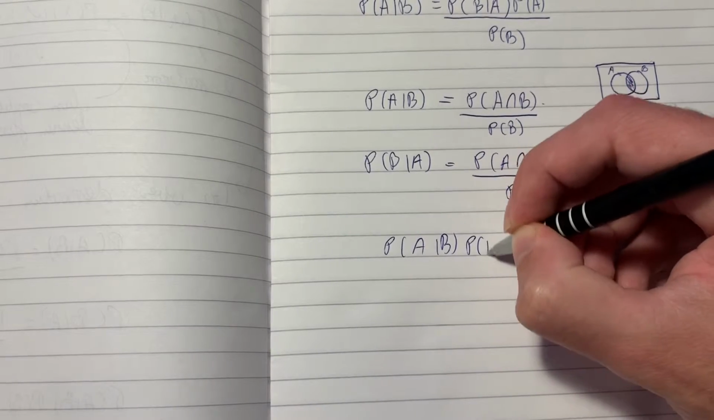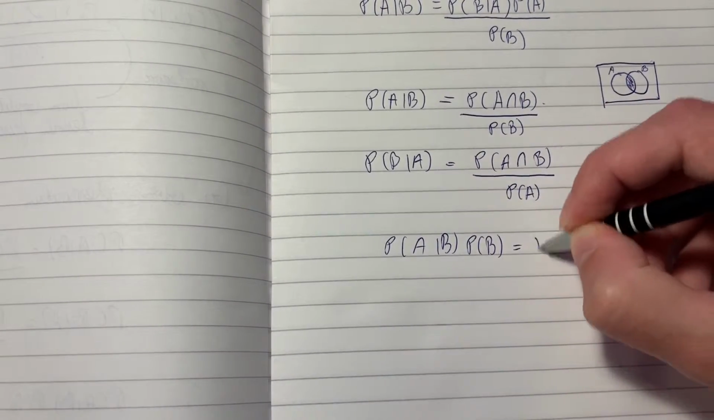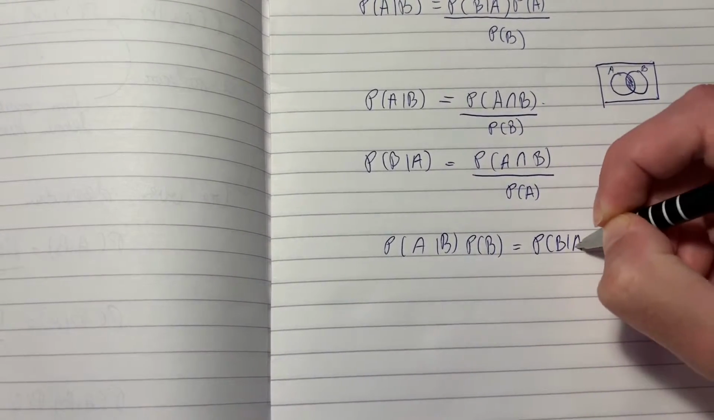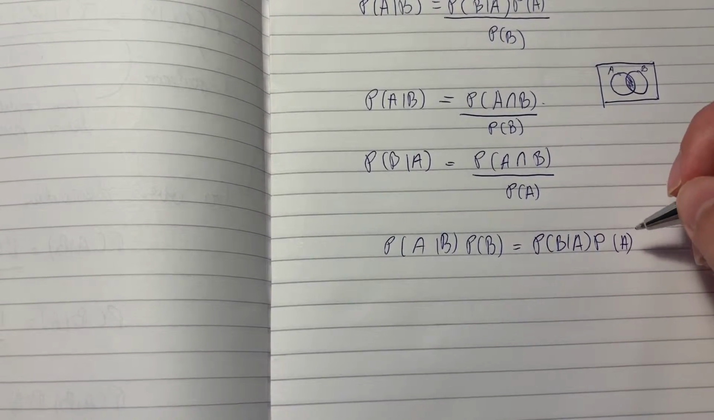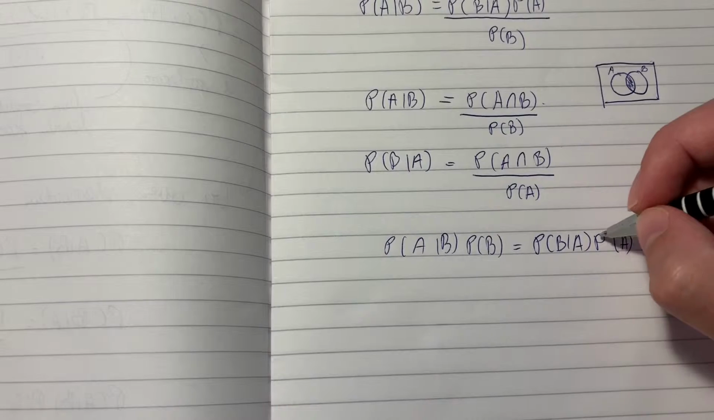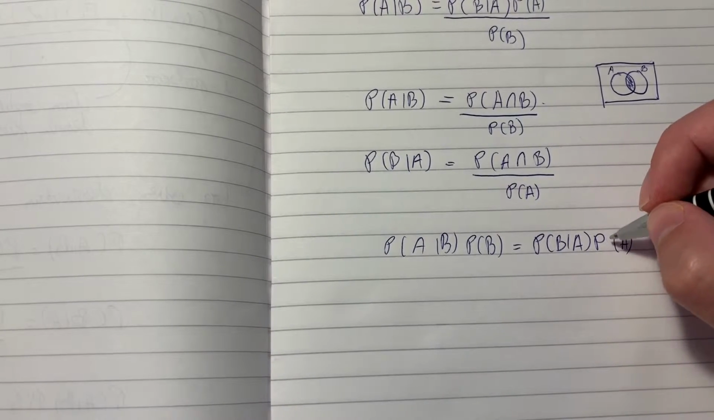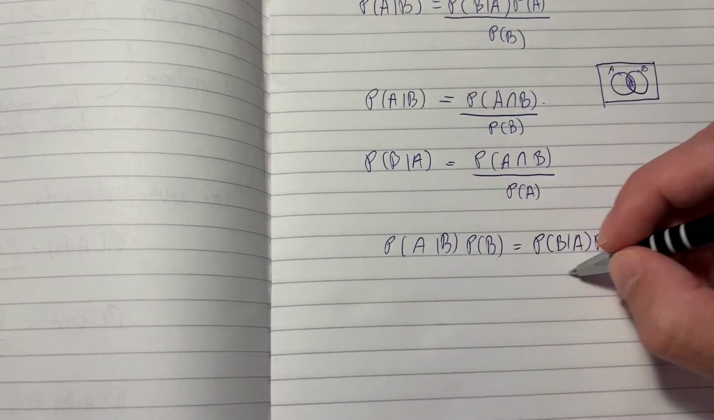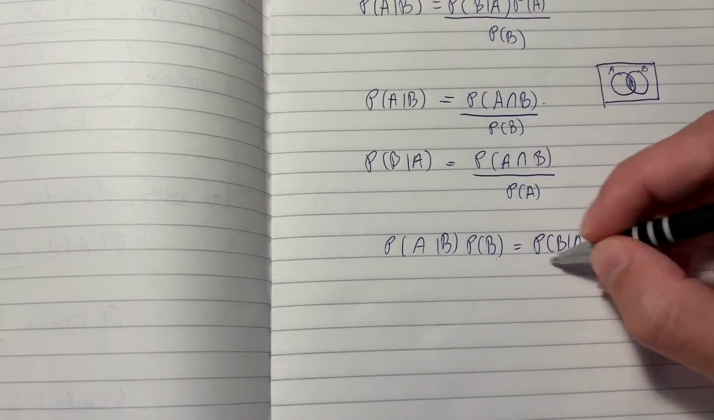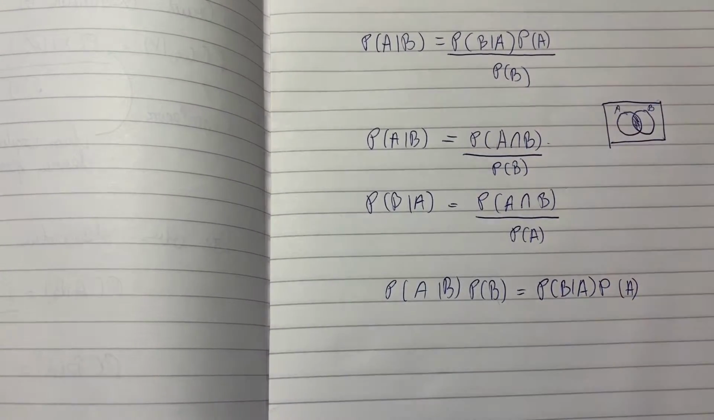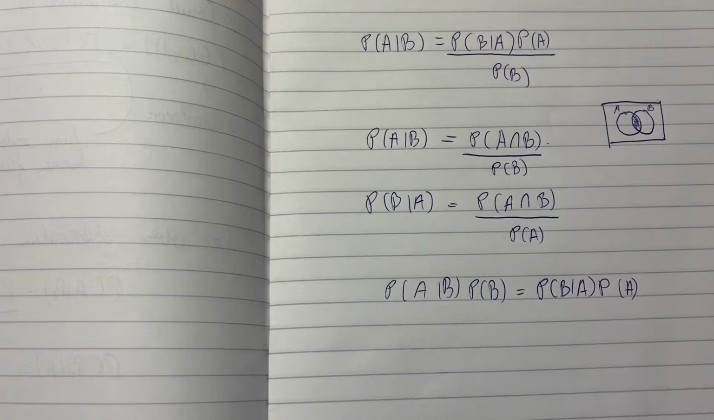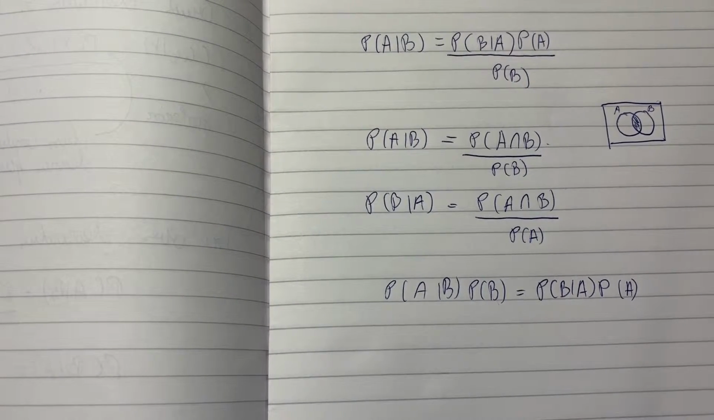So then we end up with this. And then hopefully from here you can see that after rearranging by pulling B, the probability of B occurring, down here, we get back to our original expression. So this is a quick derivation of Bayes' theorem.